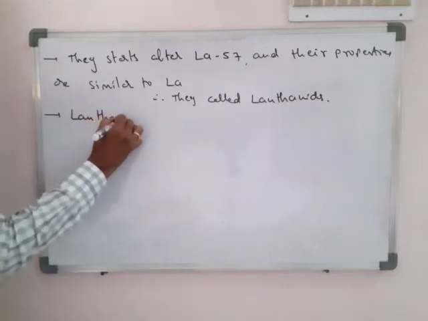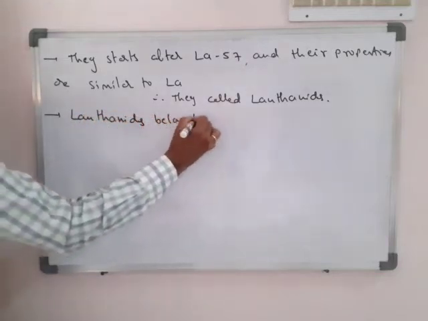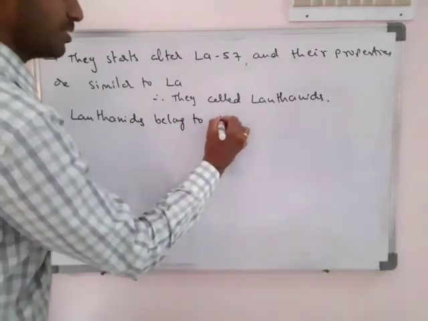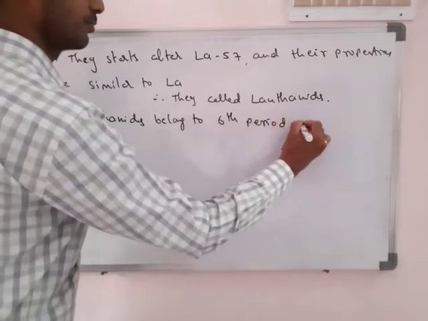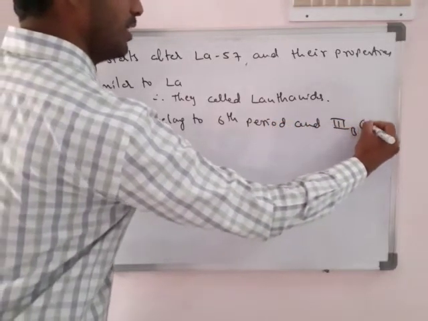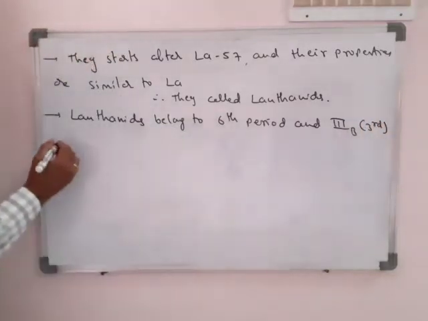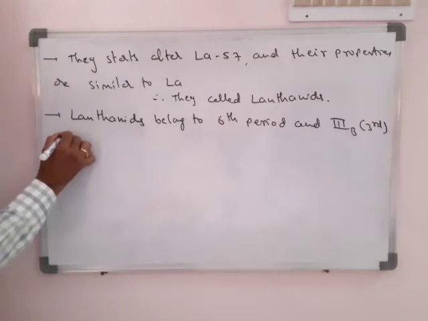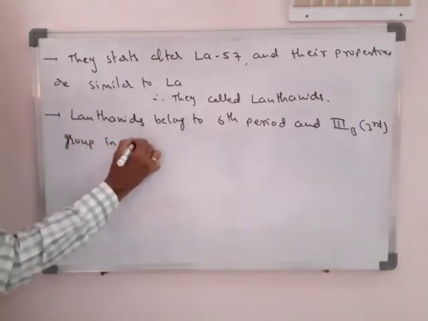So lanthanides belong to the 6th period, and which group? 3rd B group in the long form of the periodic table.